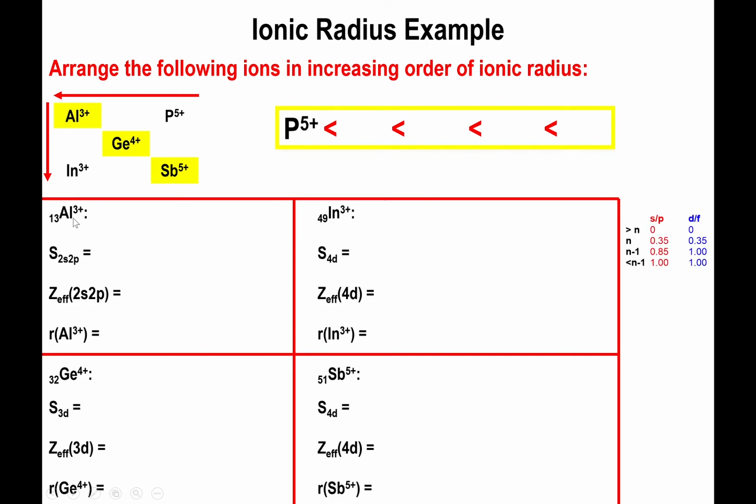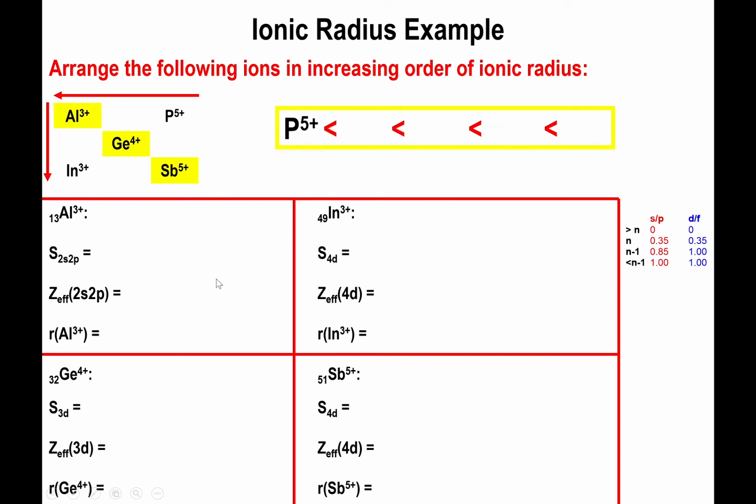Alright, so we're going to do the calculations for aluminum 3+, indium 3+, germanium 4+, and antimony 5+. That means we'll have to come up with electron configurations for each one of these ions. We'll then group them according to Slater's rules, meaning that the s and p orbitals of the same energy level will be grouped as one thing. Then we'll calculate the shielding constant for the valence electrons, the group that is farthest to the right in the configuration. From there, we'll calculate the effective nuclear charge, and once we get that, we'll calculate the ionic radius of each of these species.